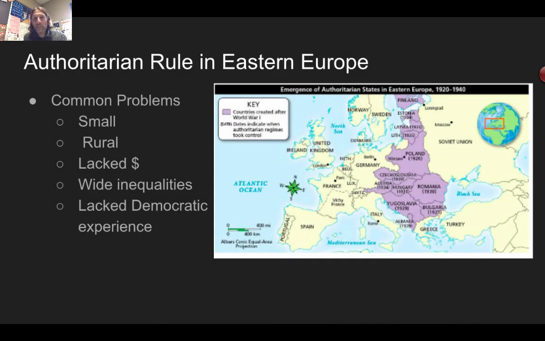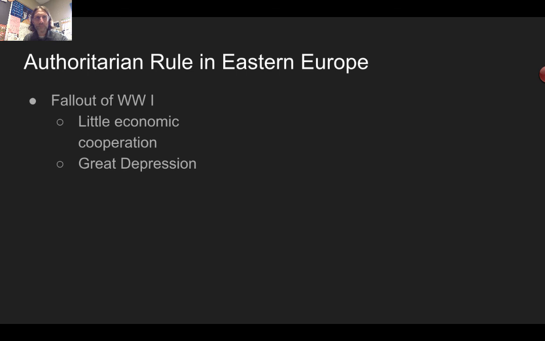When we look at the rest of Eastern Europe, they have lots of problems. These are going to be carved out of what was the Austro-Hungarian Empire, the Ottoman Empire, the Russian Empire. And these are all very small. They tend to be rural. They didn't have a whole lot of money or resources. There's big inequalities between rich and poor. And most importantly, they really didn't have any kind of democratic experience. And so they're not really set up to be very successful post-World War I.